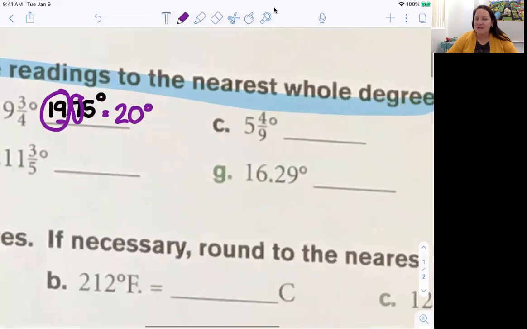Same thing with letter C. It's a fraction. What in the world? Remember yesterday I was telling you, if you have any number over 9, your decimal is going to be that numerator repeating. So it's actually 5.444444 repeating. Now, 5 is in the ones place. The 4 is the boss. What does 4 make that 5 do? Stay the same, right? 5 degrees.